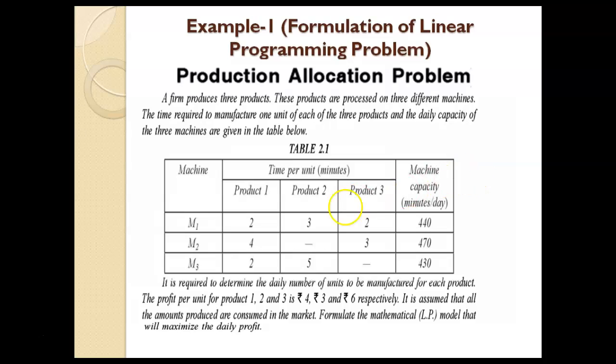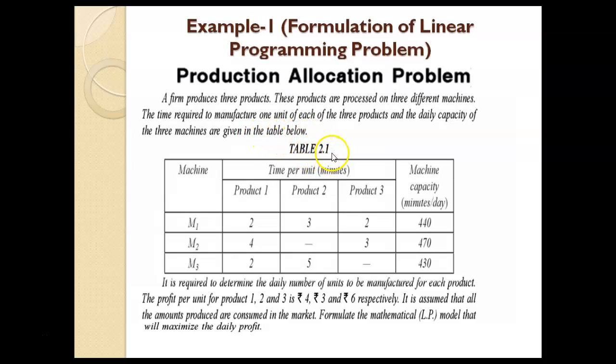Now coming next to an example. Example number one, which I have taken for this production allocation problem. Okay, what is the problem? A firm produces three products. These products are processed on three different machines. The time required to manufacture one unit of each of the three products and the daily capacity of the three machines are given in the table below.